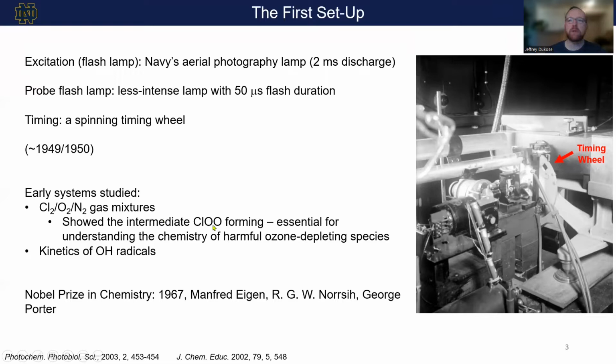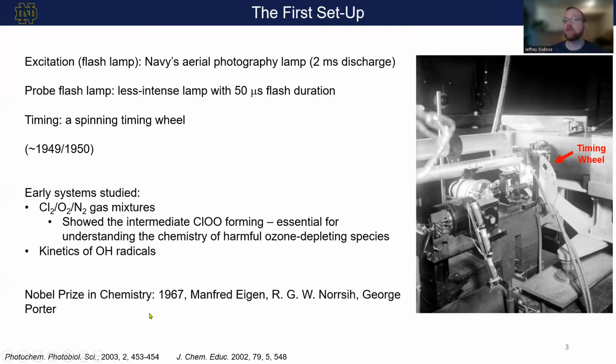And they also looked a lot at the kinetics of OH radicals, which is something that even in the radiation lab today, we're still looking at, these interesting chemical reactions that happen with these OH radicals, which are important for photocatalysis and for nuclear waste disposal and management and all sorts of interesting things. So, you know, it was Eigen, Norrish, and Porter that got the Nobel Prize in Chemistry in 1967 for their work on essentially transient absorption.